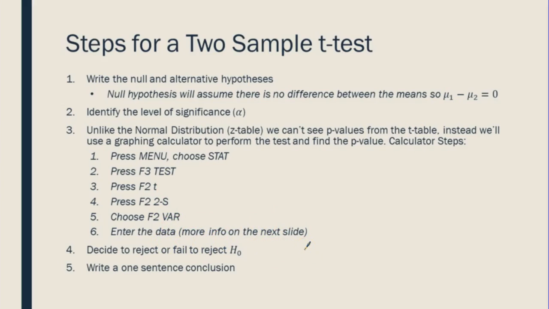So if p is less than alpha, we reject. P is greater than alpha, we fail to reject. And then we write our one-sentence conclusion. All right, so here's our example.